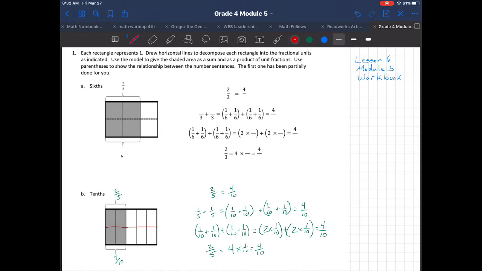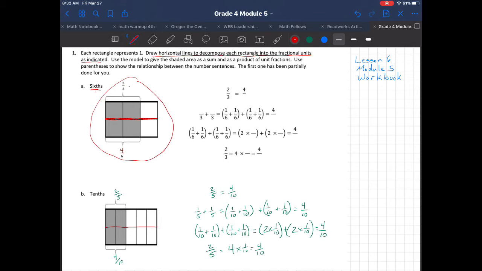represents 1. So that means the whole rectangle here is one whole. We are going to draw horizontal lines to decompose each rectangle into the fractional units as indicated. What that means, indicated is sixths. The horizontal line is like this. So we had 2/3, and when we drew our horizontal line, we made it sixths. So now this is 4/6.